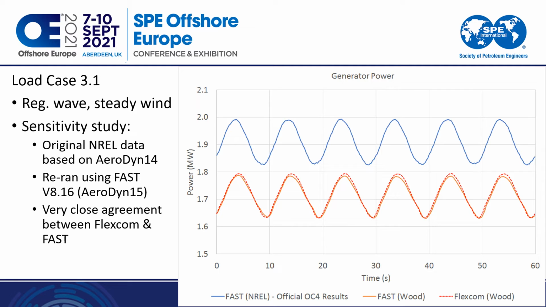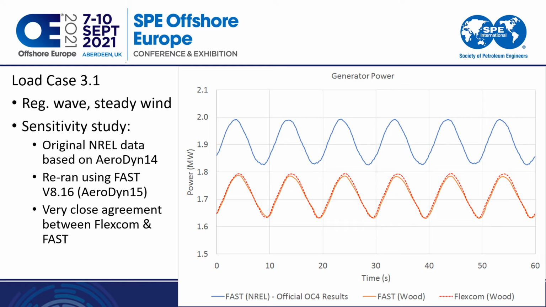So why the difference? Well, it's purely down to the difference in the aerodynamic modeling software which underpins the FAST program. The original OC4 research project was run a number of years ago now, and FAST at that time used the AeroDyn version 14 module. Now it's since been updated to AeroDyn 15, and there have been a number of technical enhancements to the AeroDyn solver in the meantime. It used to use a dynamic inflow theory. It's now using the blade element momentum theory. There have been one or two other minor updates.